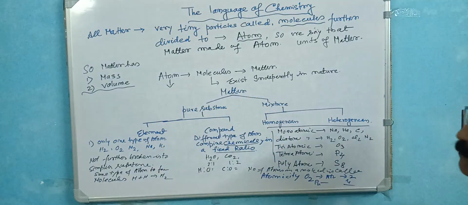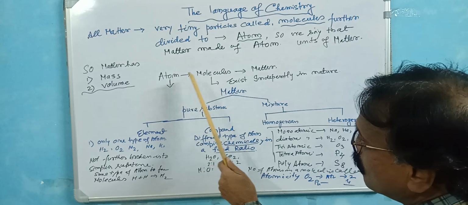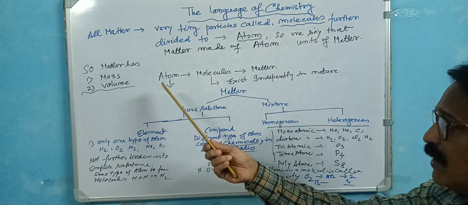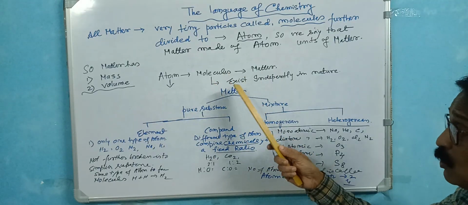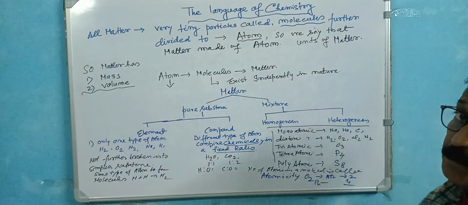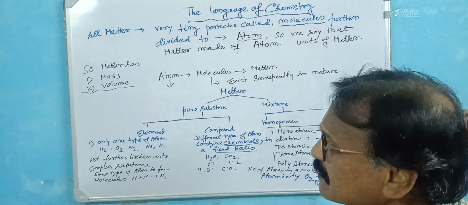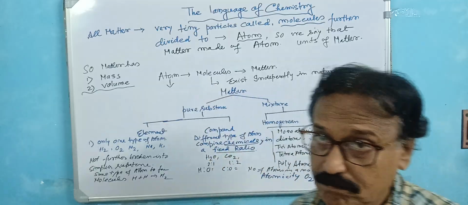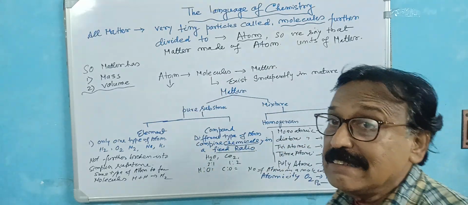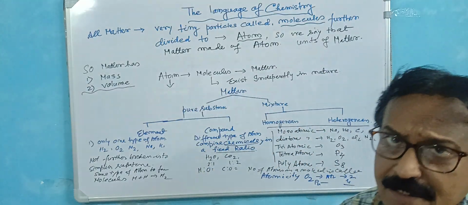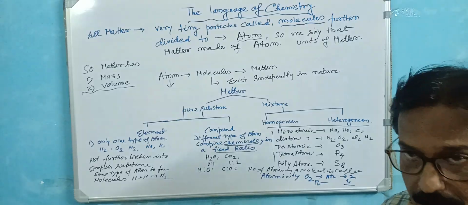So ultimately, first one, matter: the atom combines to form molecules, which combine to form matter. Molecules exist independently in nature. Atom we cannot isolate; atom may or may not exist in nature. You cannot get an oxygen atom. We get oxygen molecules because the oxygen atom does not exist in nature; it is very highly reactive, like chlorine and oxygen. But in the case of sodium, the atom and molecule are the same, monoatomic.